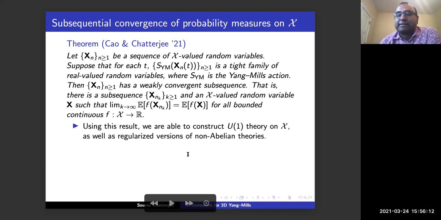Just as an illustration, we can construct U1 theory on this space, as well as these regularized versions of non-abelian theories.